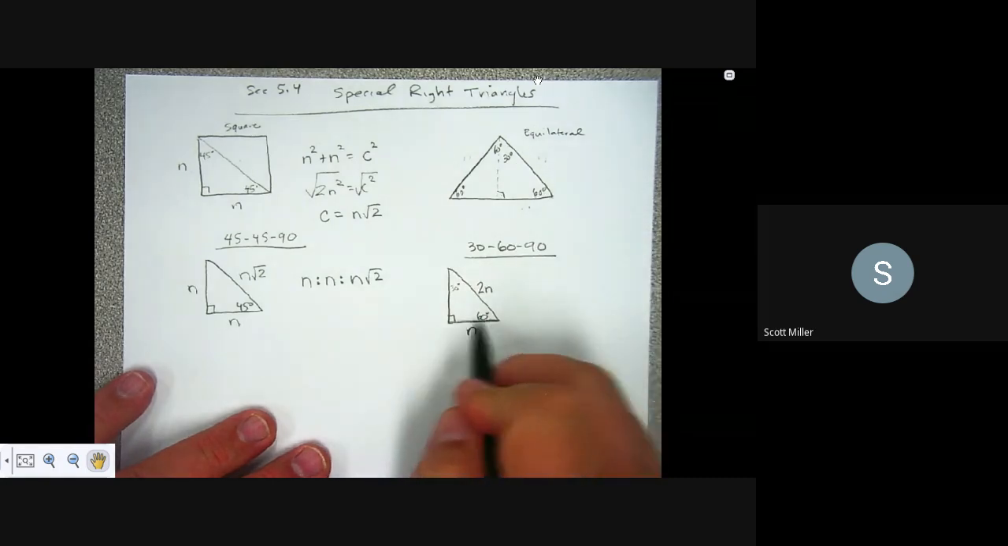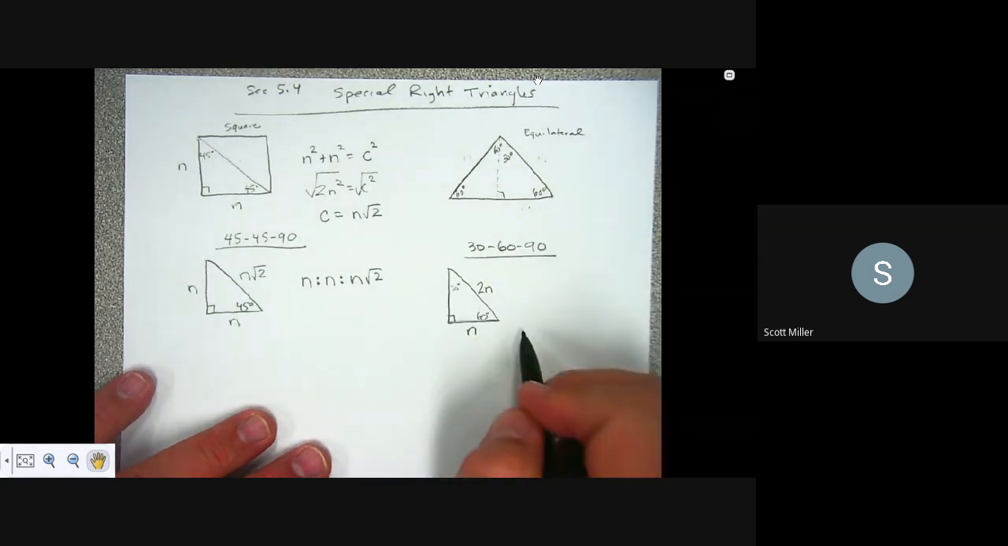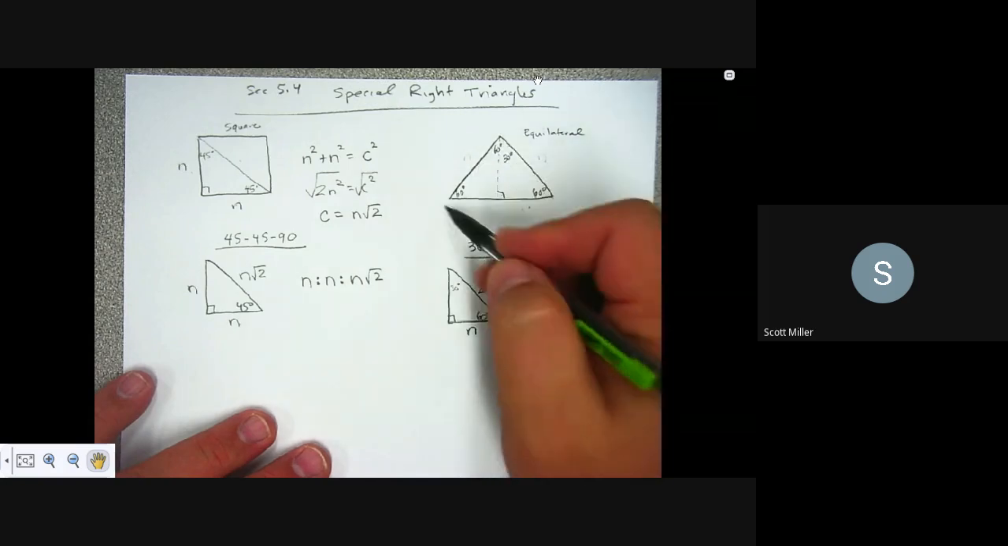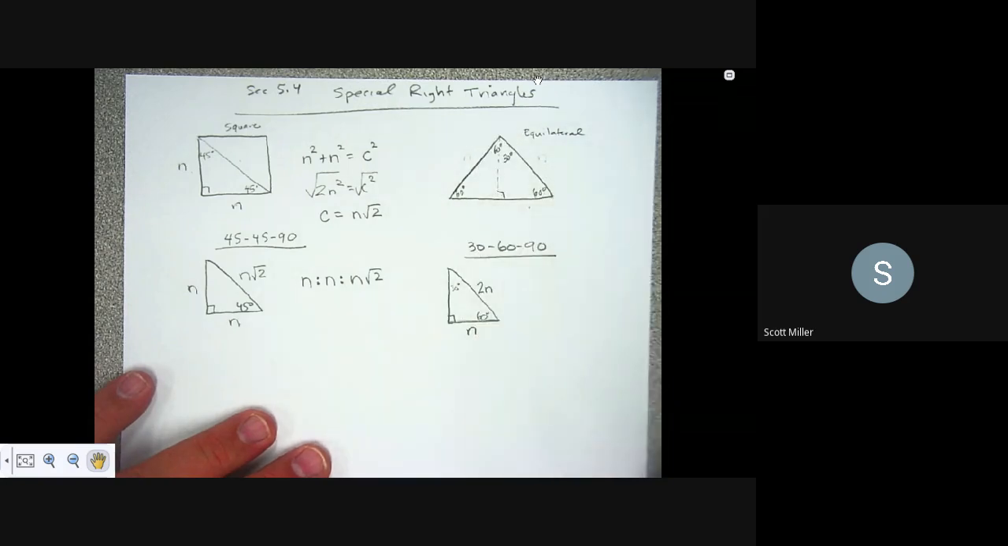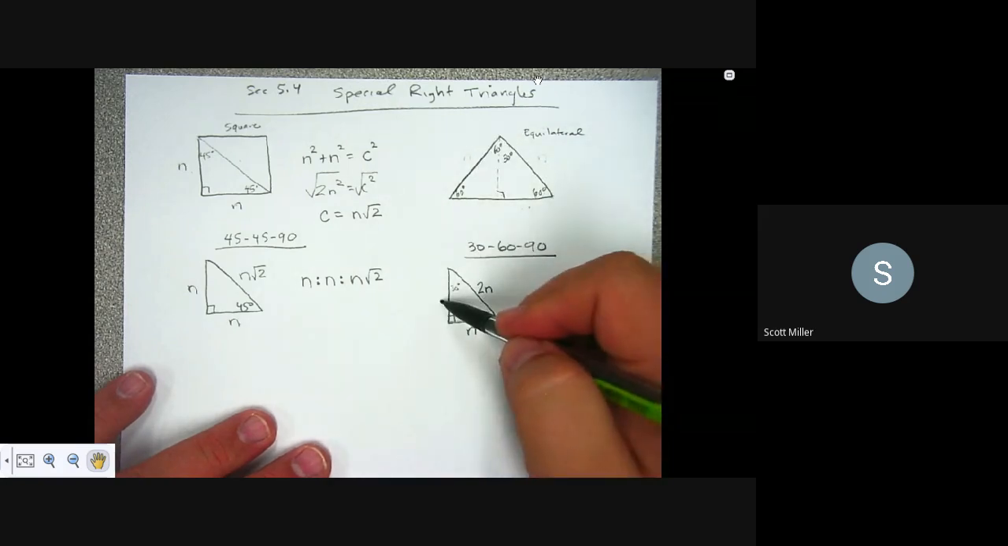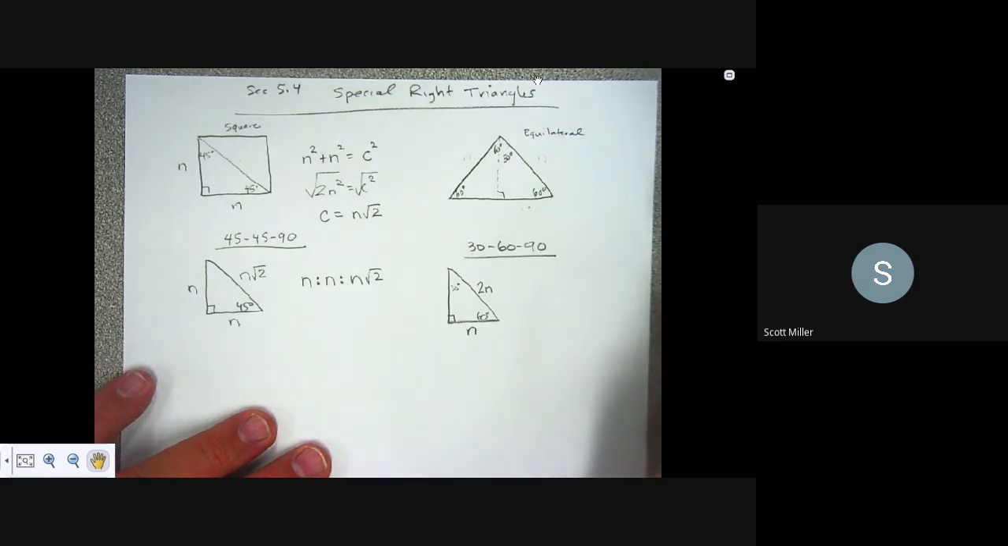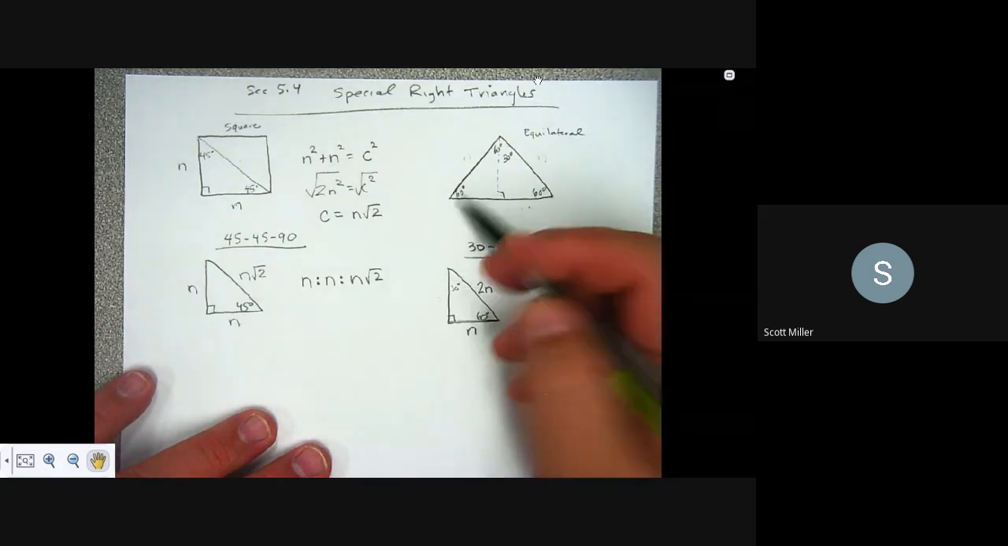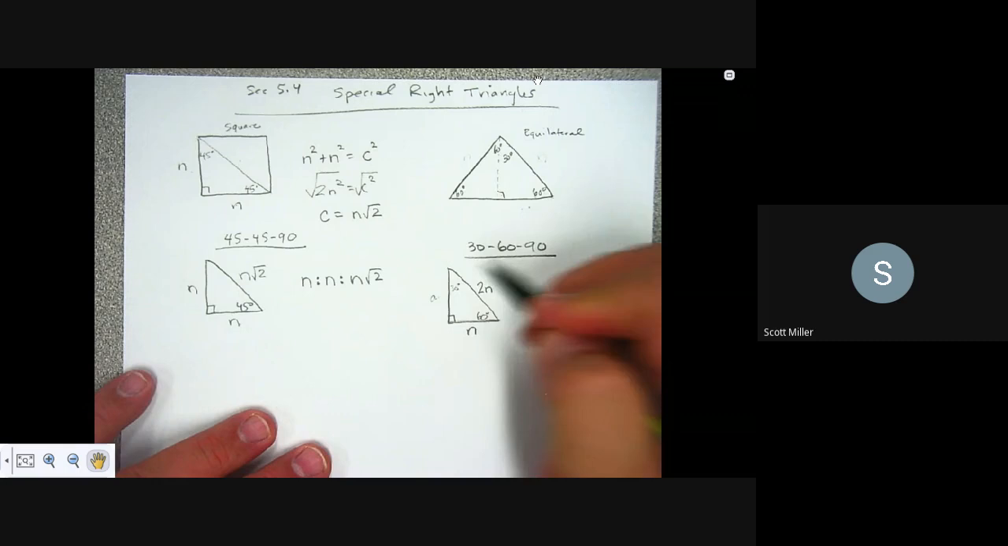So that means this distance is half of the hypotenuse. Remember, it's equilateral, and so that's where that comes from. So the only thing that's left to do is to find this one over here. And again, we can use the Pythagorean theorem to do so. I don't know the side length over here. I'll call it a for now.